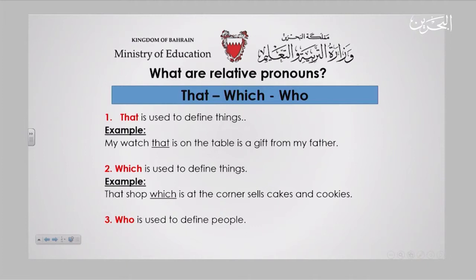Last but not least, who. And of course, who is used to define people. Let's see this example. The boy who took the pen is my brother. Now, I want to tell the readers that my brother is the one who took the pen, so I have to define my brother using this relative pronoun, which is who.